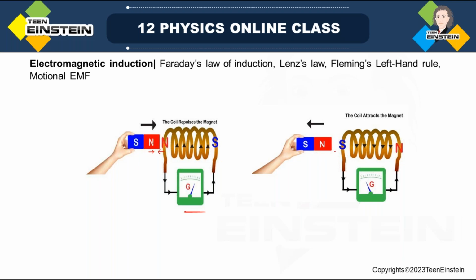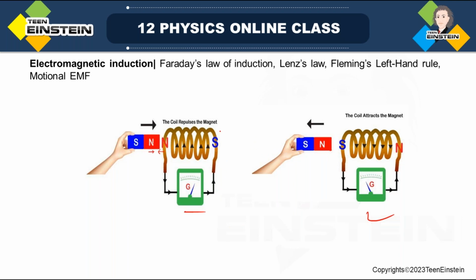When the bar magnet is taken away, then the direction of the current in this coil, see, in the second case, will be in such a way that the south pole is produced at this end, such that the motion of the bar magnet is opposed, such that this S pole attracts the north pole and decreases the motion away from the coil. So this is actually what Lenz's law says.